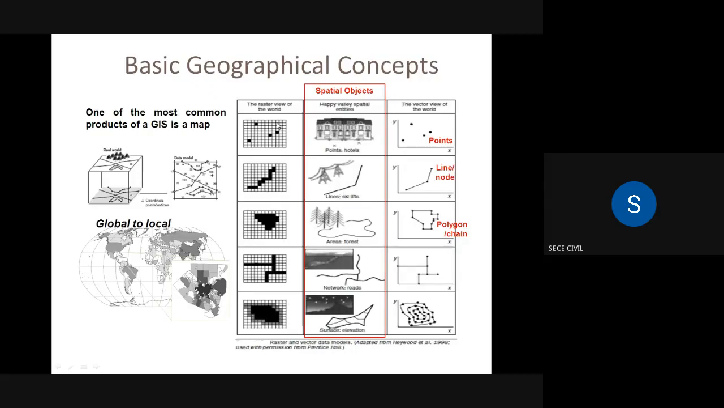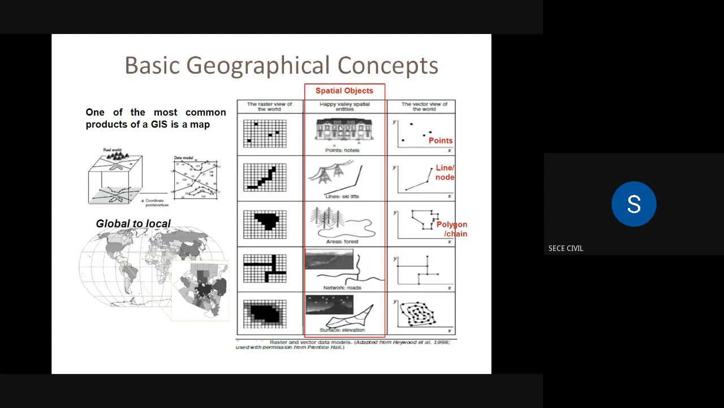One of the most common products of a GIS is a map. The GIS map has two views: the raster view of the world, and one more view, the vector view of the world. We also have spatial objects. A spatial object is nothing but spatial points only. Three-dimensional figures and diagrams all come under spatial objects.